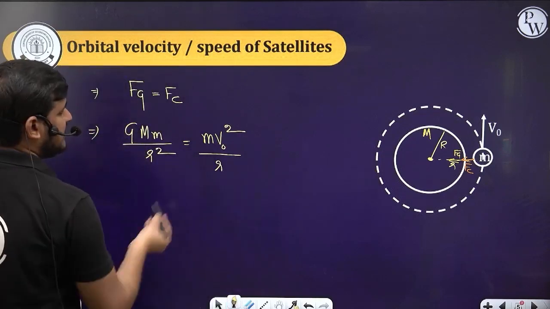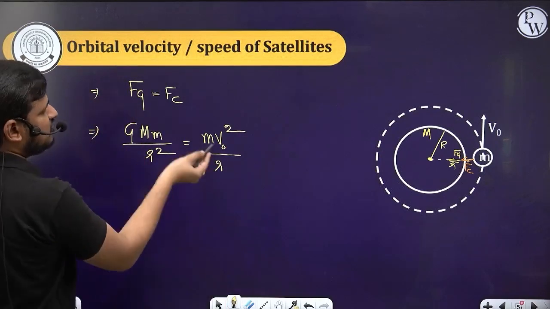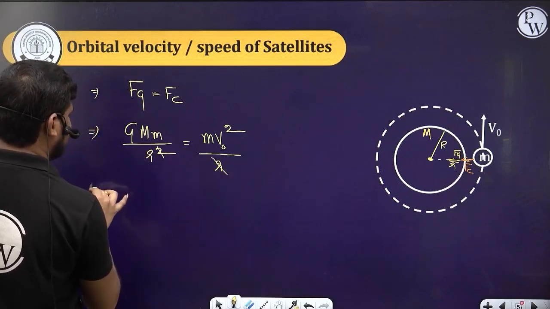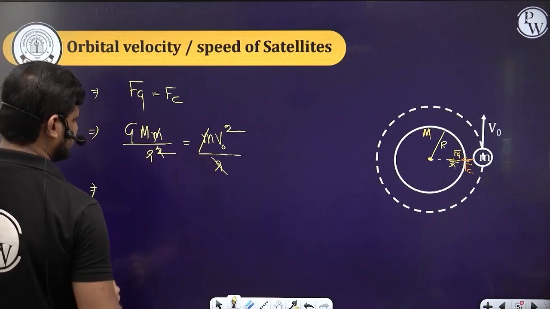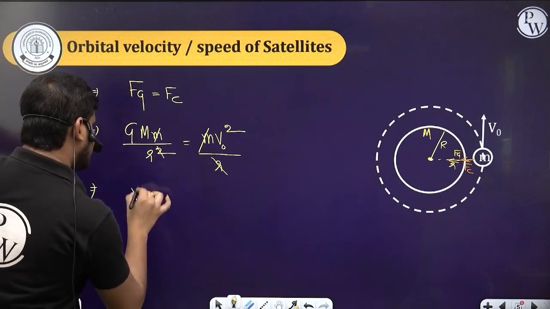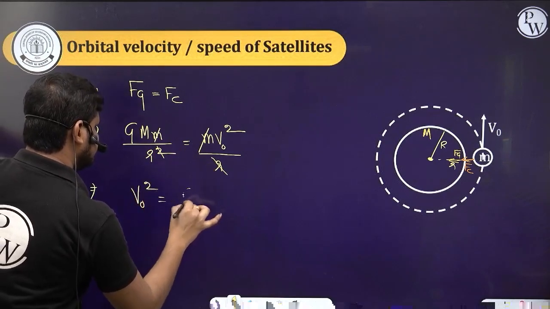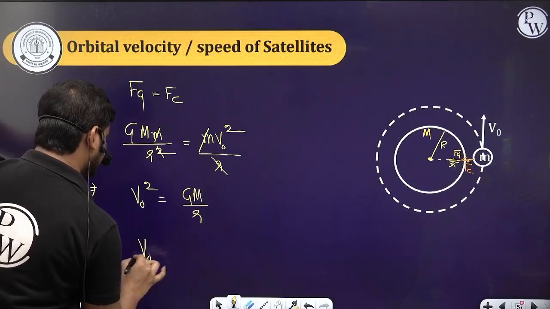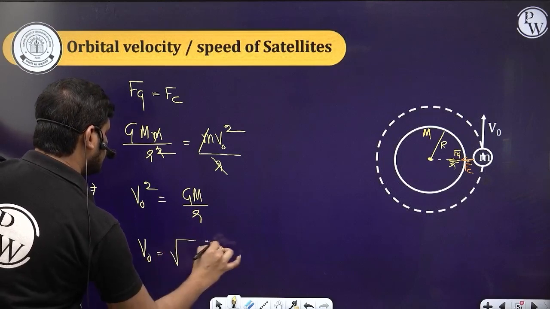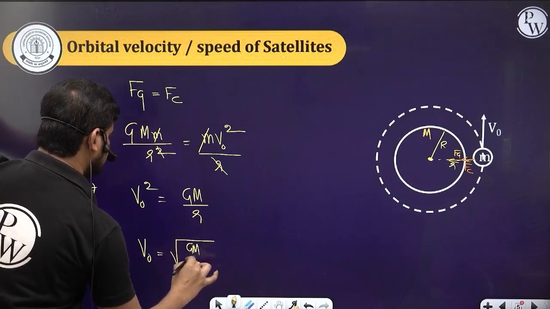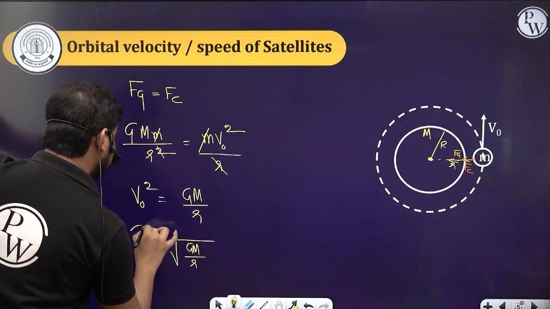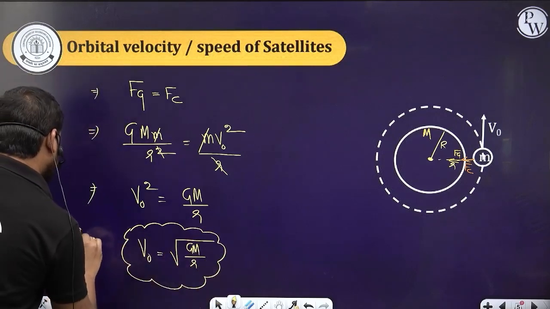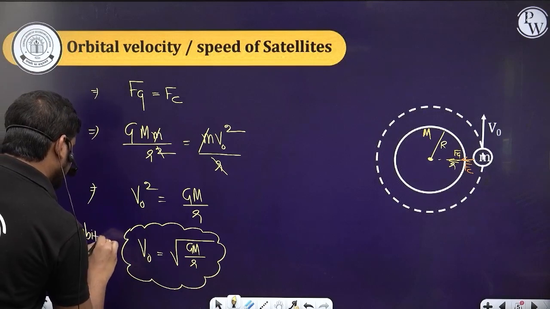So now I need the orbital velocity. The orbital velocity is v naught, which I need. So here one r gets cancelled and small m gets cancelled. So I can write v naught square is equal to GM by r. So from here, v naught is equal to root over GM by r. So this is the orbital velocity formula.